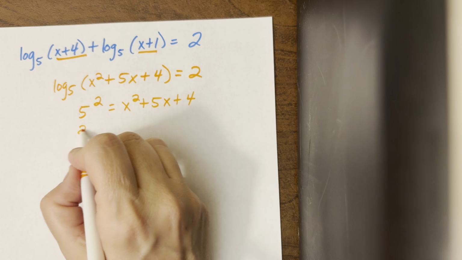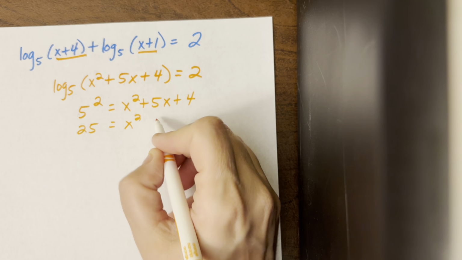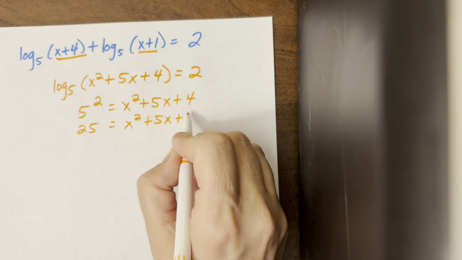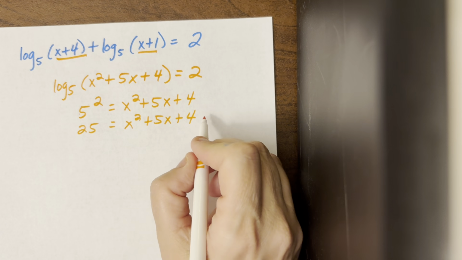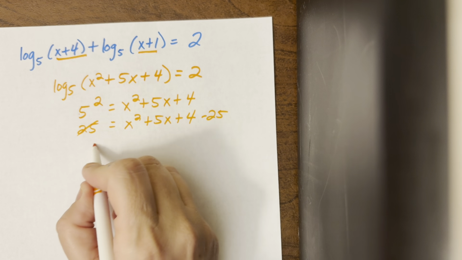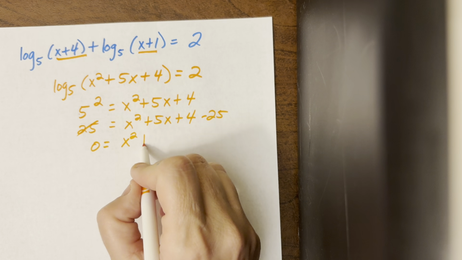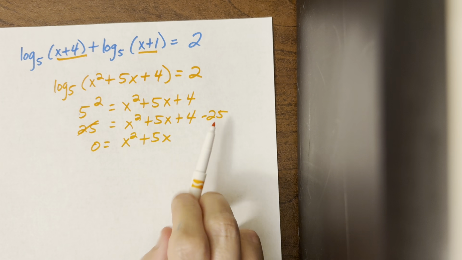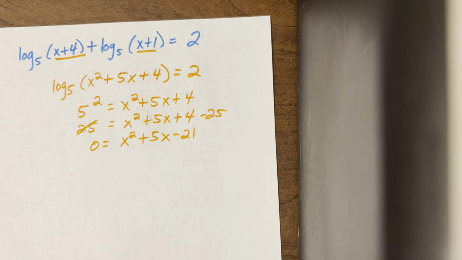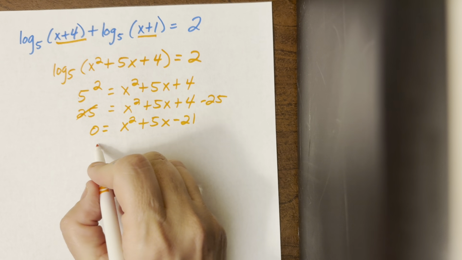5 squared is 25. Since this is a quadratic equation, I'm going to go ahead and subtract the 25 on both sides. So now I have x squared plus 5x plus 4 minus 25, which is negative 21. Yay, we get to factor.